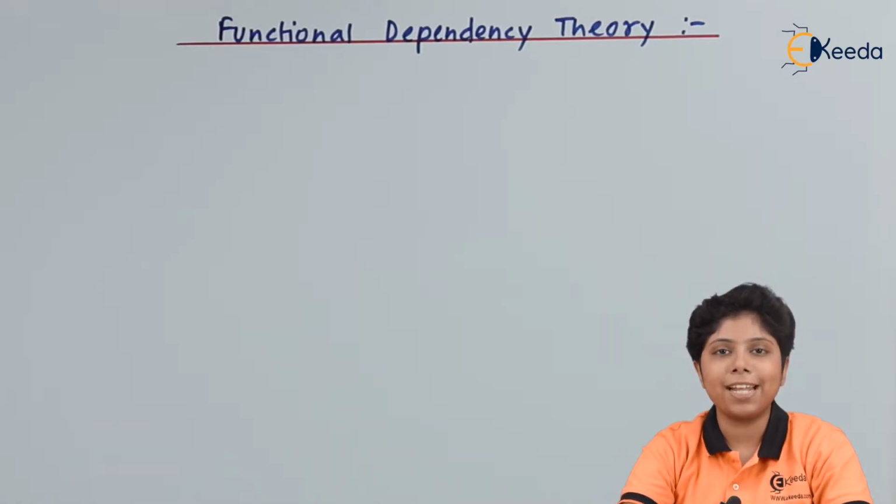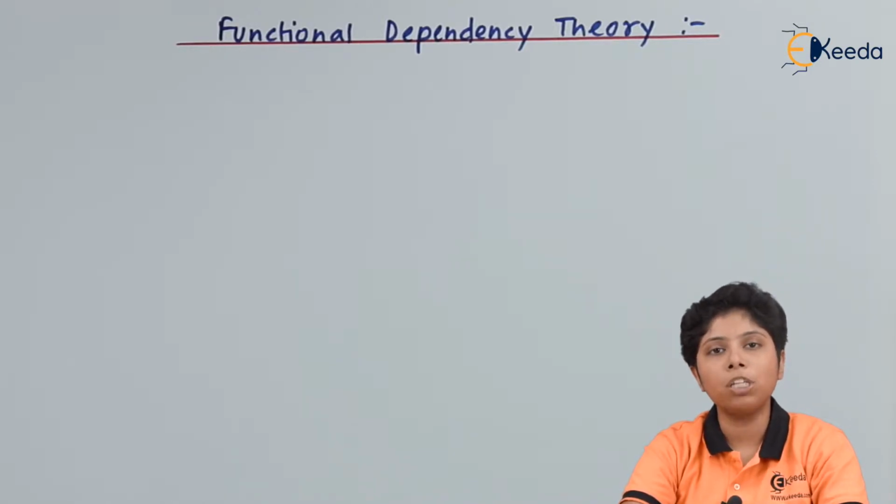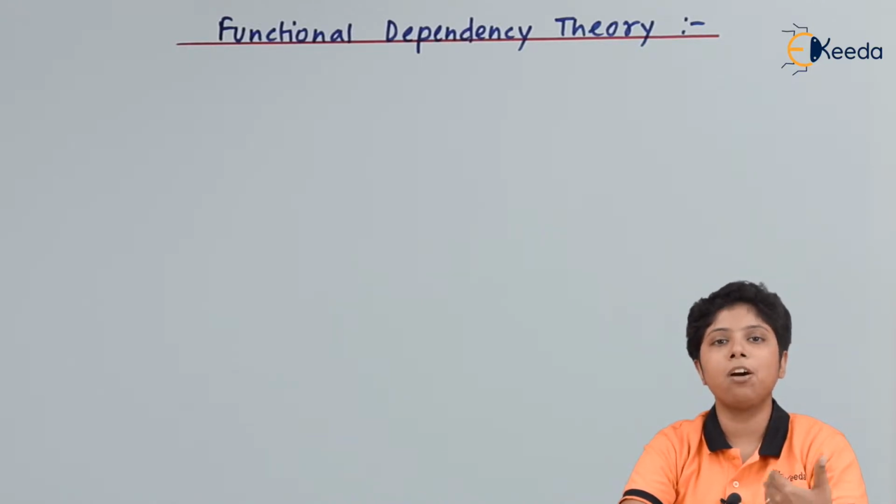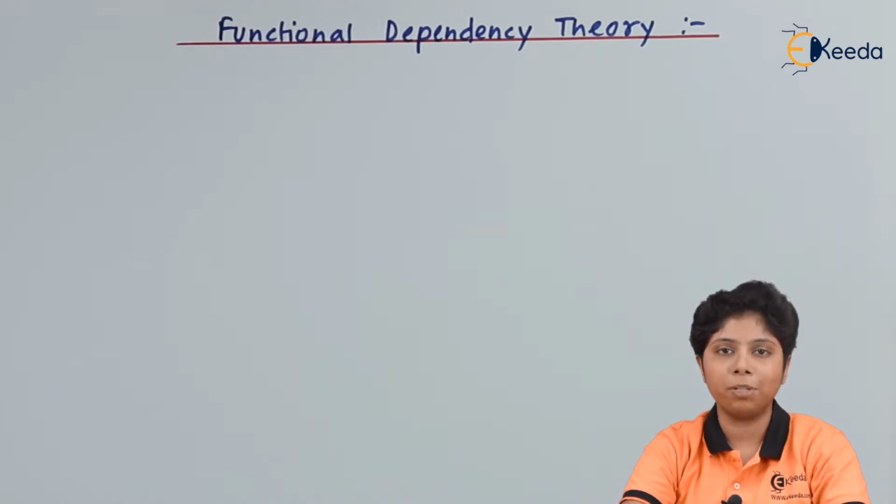Well, we can say that the closure of a relation is another relation which satisfies all the functional dependencies that were preserved in the original relation. So let us look more at the formal definition.